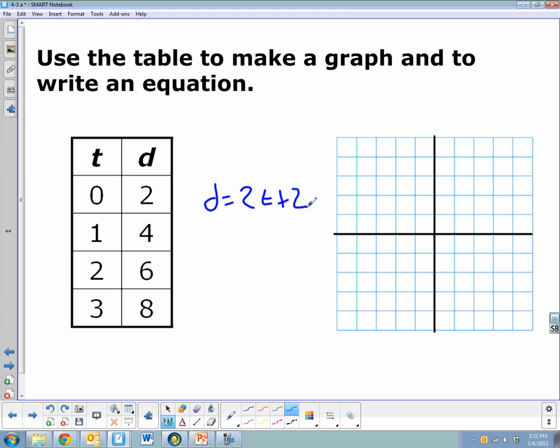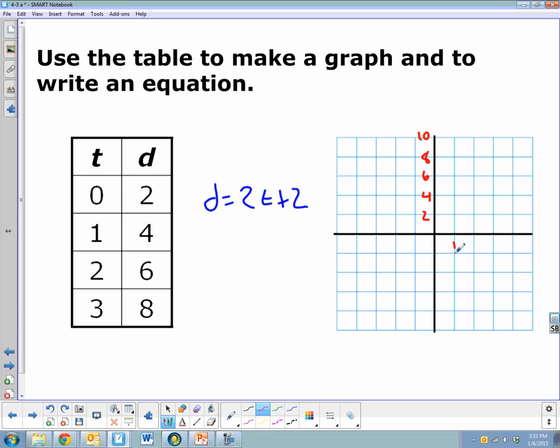Then we're going to plot those points. 0, 2, 1, 4, 2, uh-oh, I ran out of space. So that means that I'm going to have to rearrange my graph a little bit. I'm going to have to change the scale. Rather than counting by ones, I may have to count by twos. 2, 4, 6, 8, 10. And because I've changed the scale, I am going to label those points.